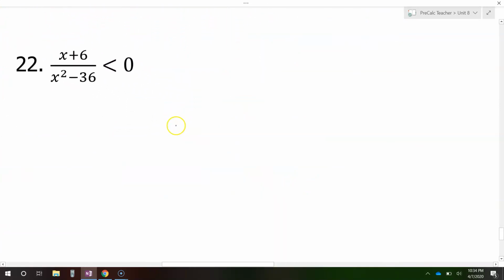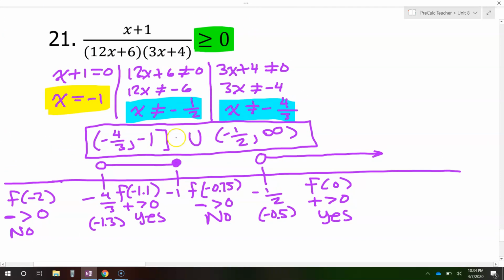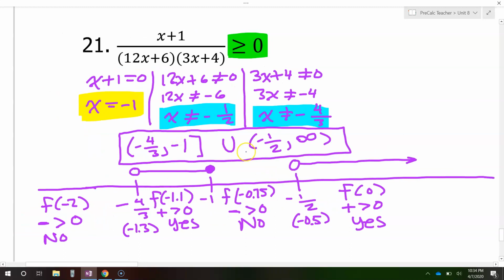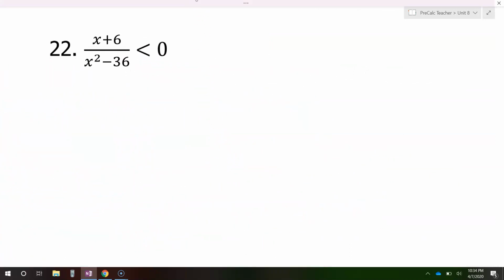Hopefully the last 2 problems won't take quite that long. I think that was the hardest one just because of the decimals. That was a pain. This does not look so bad. First we solve the related equation by turning this into an equal sign. The only way a fraction can equal 0 is if the numerator equals 0. So we really are going x plus 6 equals 0, which gives us x equals negative 6.